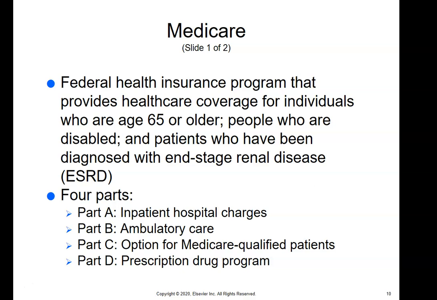Your Part B is outpatient hospital care, ambulatory care, durable medical equipment, provider services such as office visits and clinic visits, and any other medical services. Your Part C is an option for Medicare qualified patients. It's expanded inpatient hospital and outpatient care benefits, and usually the patient would sign over their Medicare benefits into some sort of managed care plan, such as Secure Horizons, Pacific 65, and those types of managed care options. And your Part D is basically your prescription drug coverage. So it covers the prescriptions themselves.